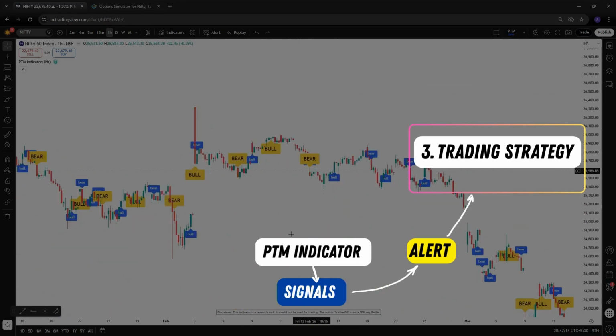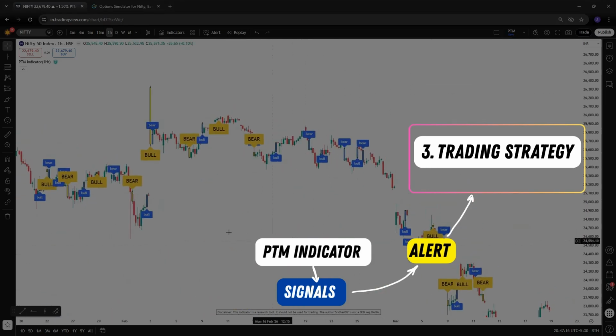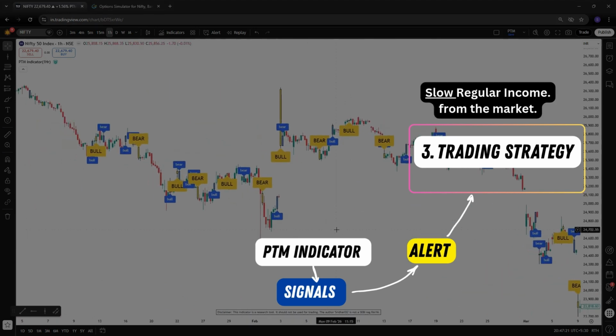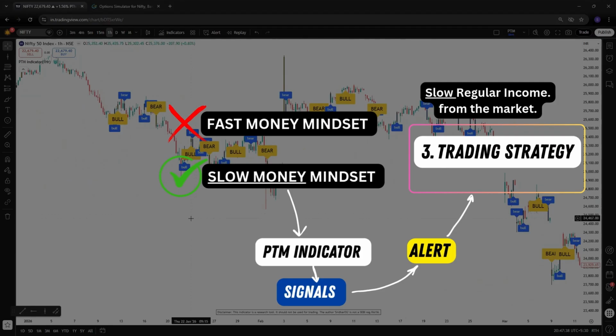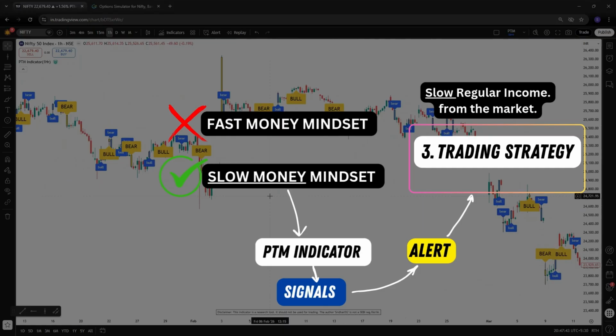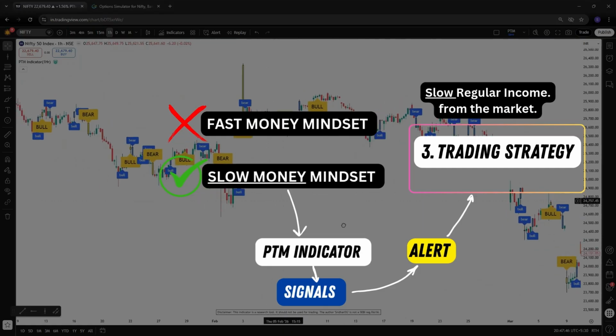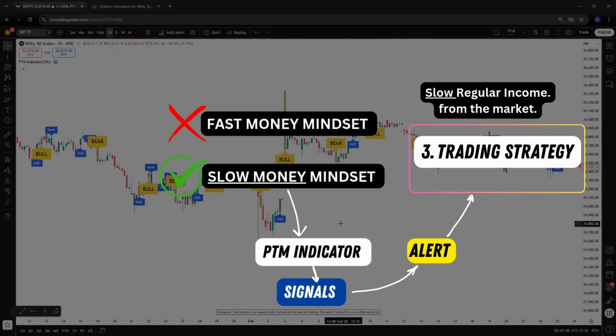This is going to be a very simple strategy, and keep in mind that I use it for generating some regular income from the market. The keyword here is slow, regular income. This is an indicator for slow, non-stop, consistent, gradual increase in your income. If you are someone who wants fast money, this is not the indicator for you. I am not the right person to guide you, because I don't teach anyone how to make double, triple, quadruple your income. That is not how the markets work. That is not how any business works.